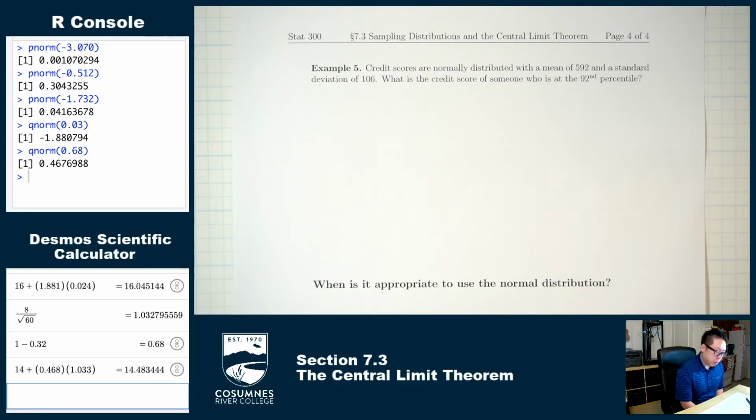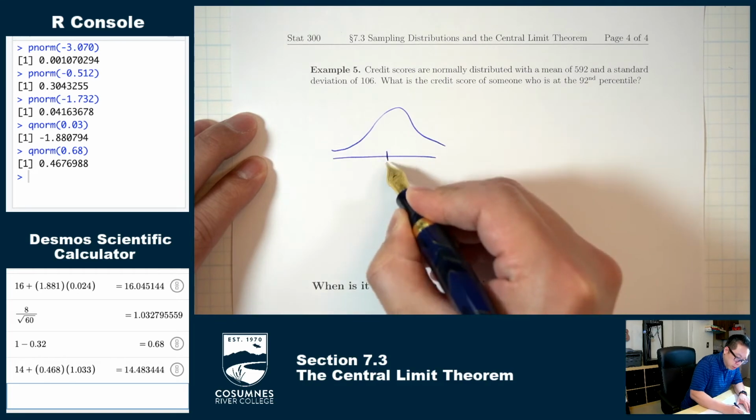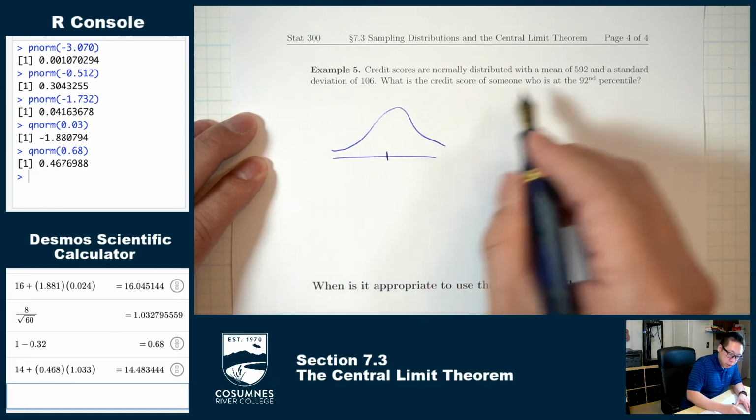Example 5. Credit scores are normally distributed with a mean of 592 and a standard deviation of 106. What is the credit score of someone who is at the 92nd percentile? All right, draw my picture. Put our mean in the middle. Our mean here is 592.